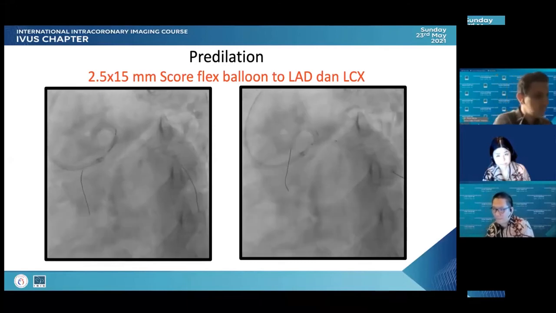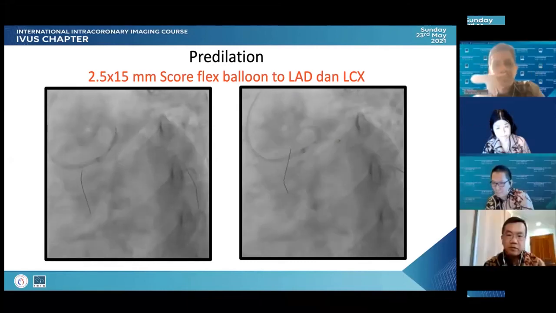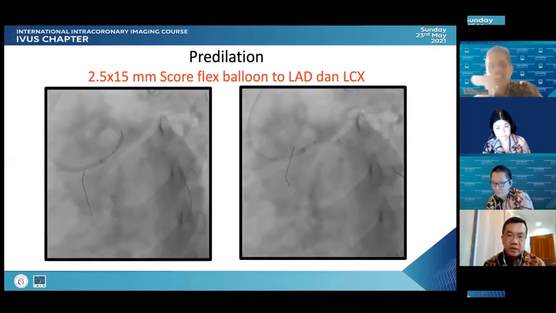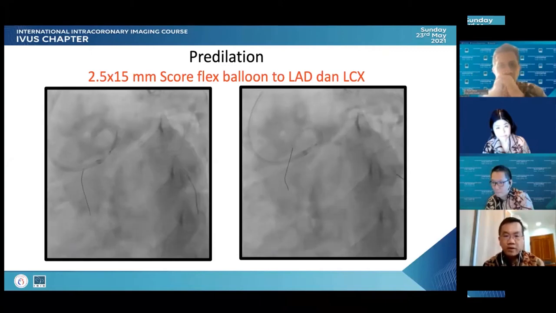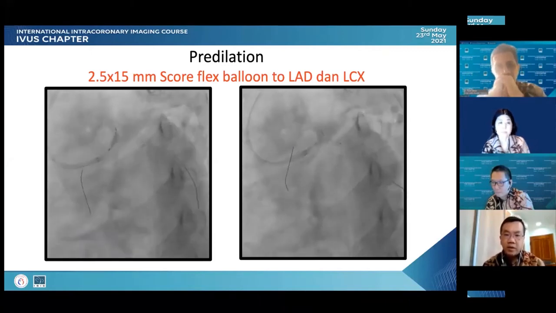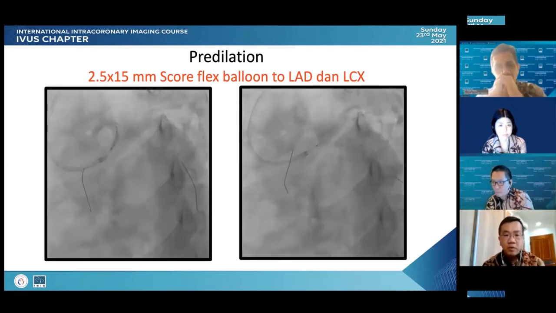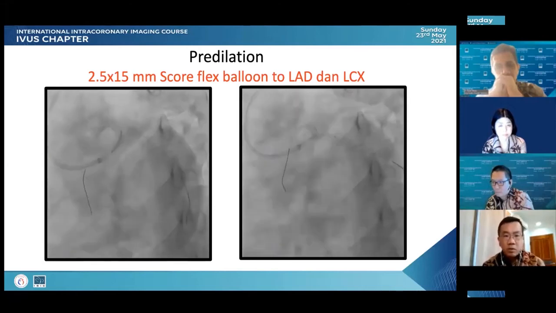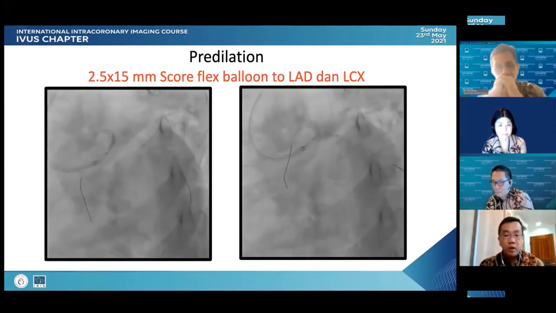I think I will still use a bigger balloon because from the IVUS, the circumflex and the LAD ostium are at least 3.0 to 3.5 millimeters. So for safety or better stent expansion, I think a bigger balloon, or even a small scoring balloon followed by a bigger non-compliant balloon for lesion preparation.